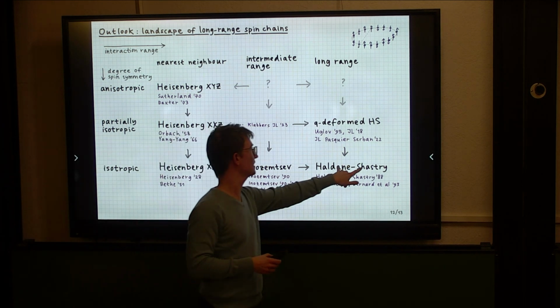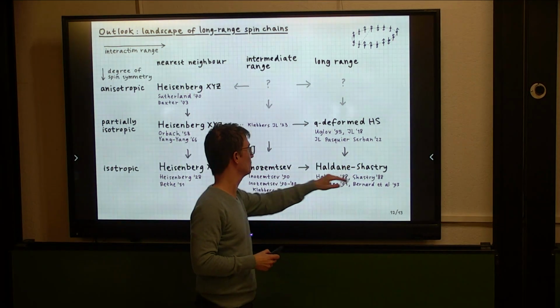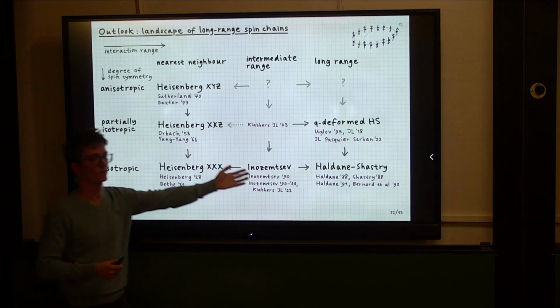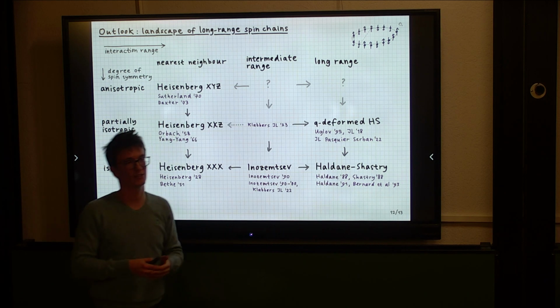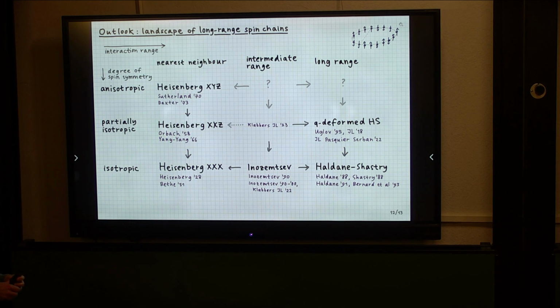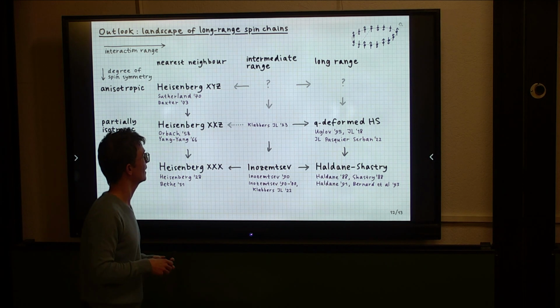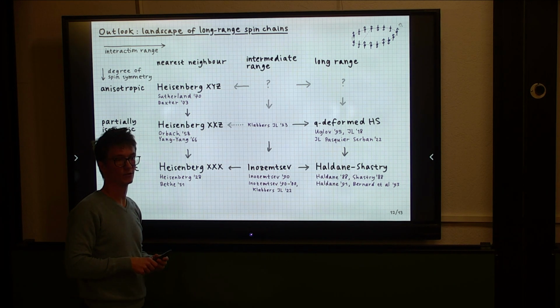So we thought, okay, if this can be XXZ deformed, and here we know very well how to do it, then of course one would like to see what the XXZ-like version of Inozemtsev is. And so we've been trying on and off for quite a while now to do this, and we have not really managed to do anything until recently.